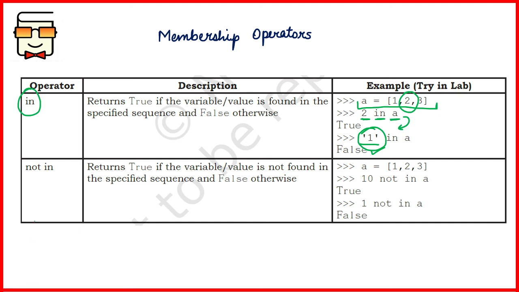Now when you evaluate the same string using the not in operator, you would get true. That means the not in operator will return true when a particular element or value is not present in that sequence. So if A is again a list which has 3 members 1, 2 and 3, and we ask 10 not in A, then yes, 10 is not present in A, so this will evaluate to true.